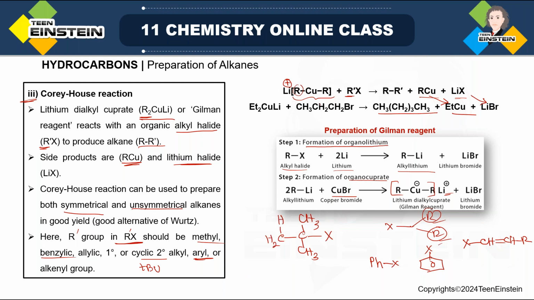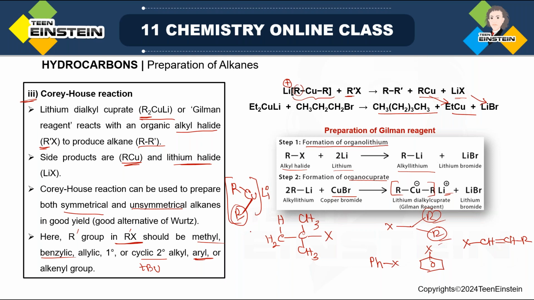Now the problem is here. This R, that is the Gilman reagent, if you consider, which is something like this, and then lithium plus is the counter ion. Now this R group is basically present as R minus. So this R minus, because see, it is a carbon-metal bond.